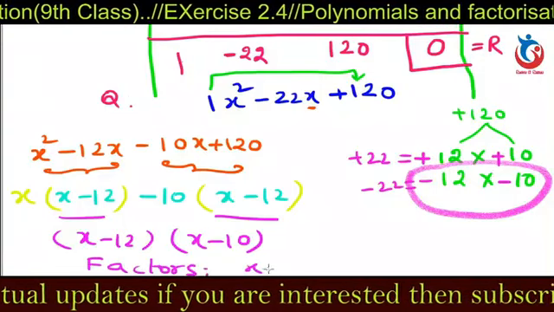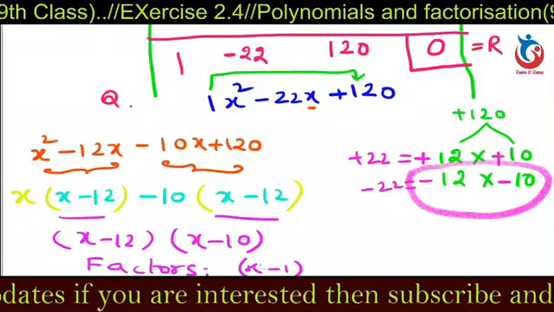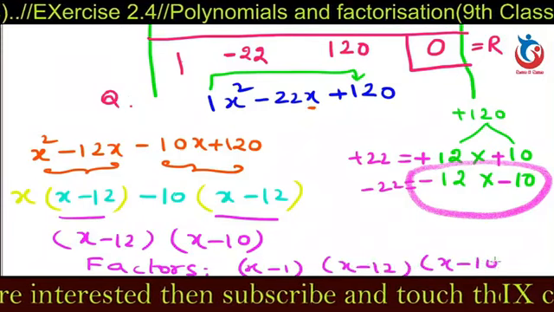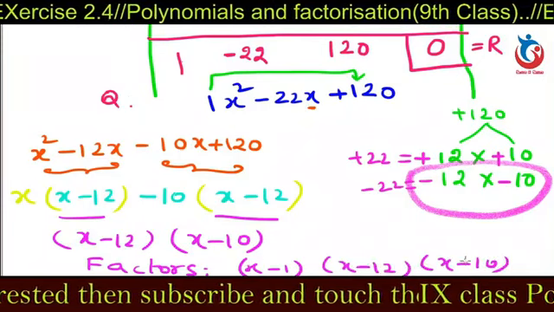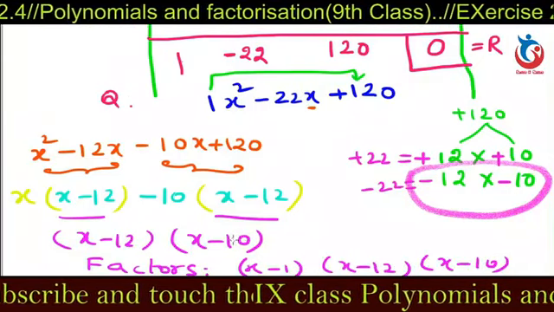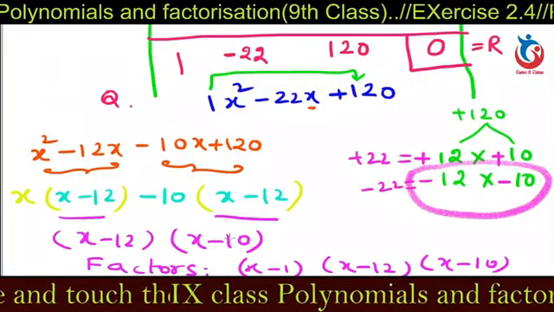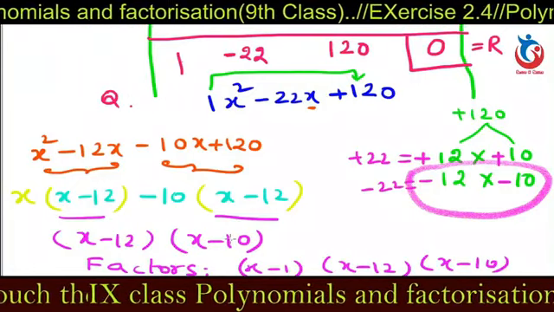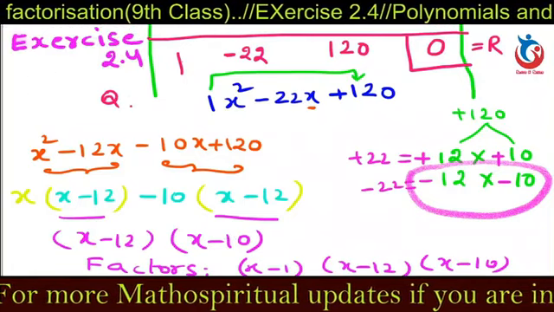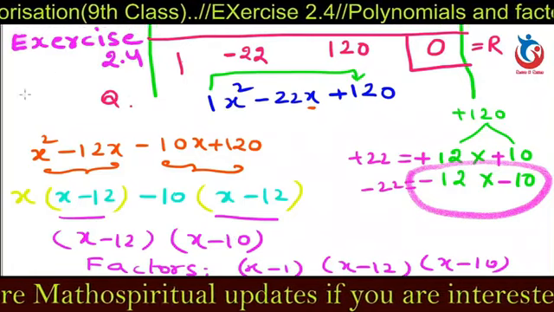first one is x minus 1 into, now we got x minus 12 and x minus 10. By multiplying these three we get the factors of x cube minus 23x squared plus 142x minus 120. Like this we can find. In exercise 2.4, the sums 6 to 10.